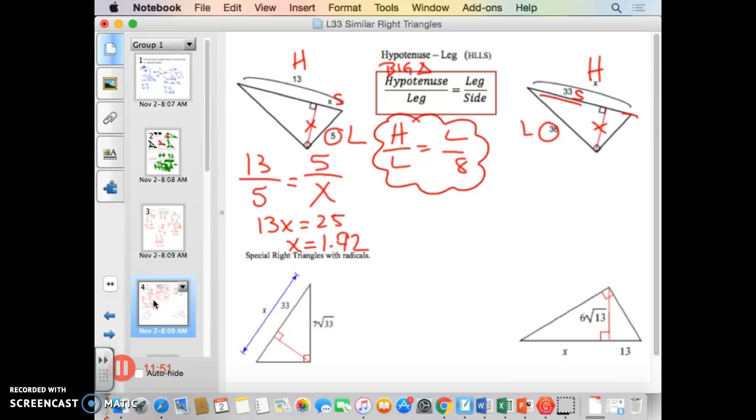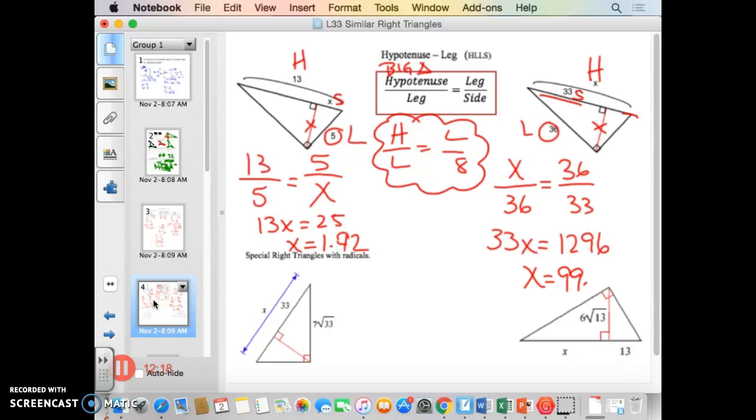So over here again, I'm going to start with h, which is x, over 36. And that's going to equal 36 again over 33. So this would be 33x equals 1,296. Divide that by 13, and you get x equal to 99.7.